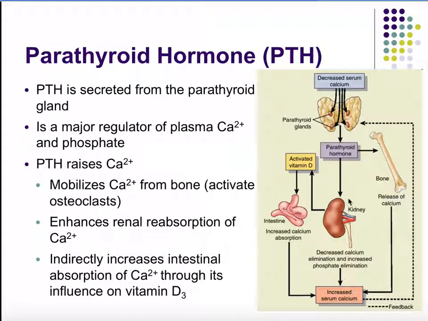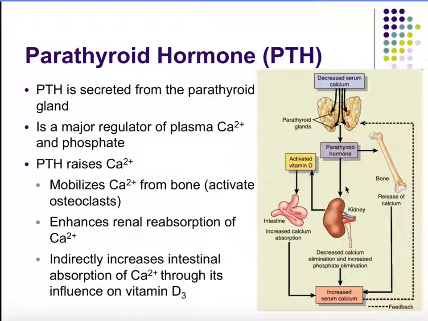Parathyroid hormone raises blood calcium. So what do you think it'll do to the kidneys? It will obviously then cause the calcium that we filter to be reabsorbed. And that way, we will eliminate less calcium in our urine, which will help keep our blood calcium elevated.